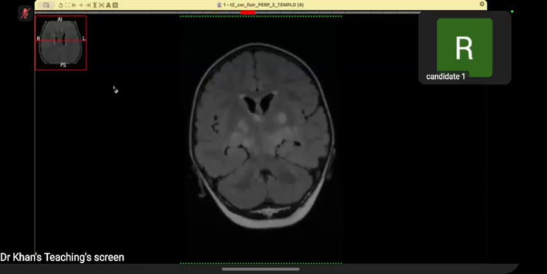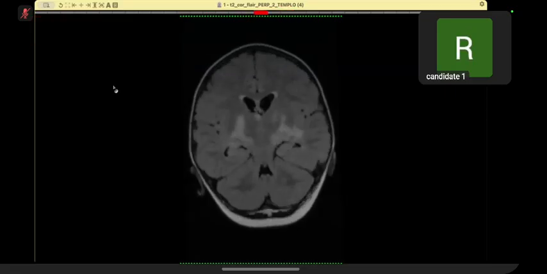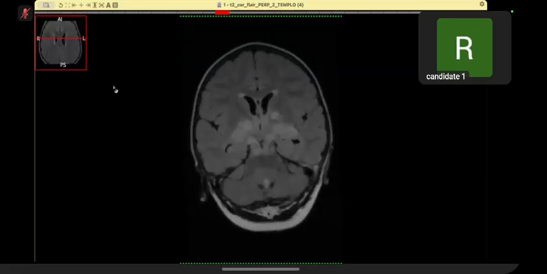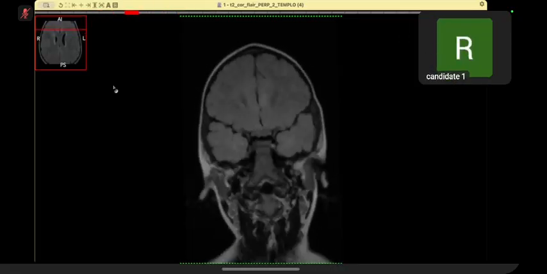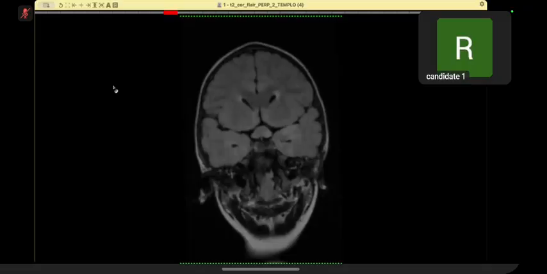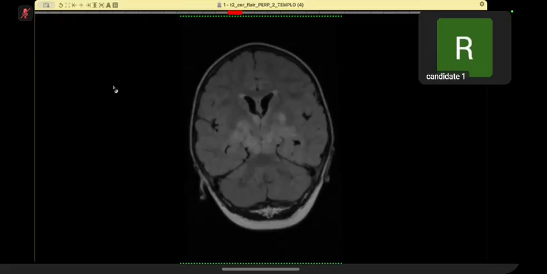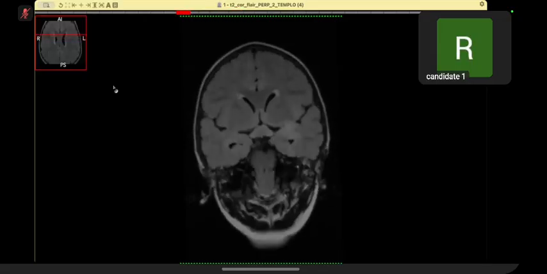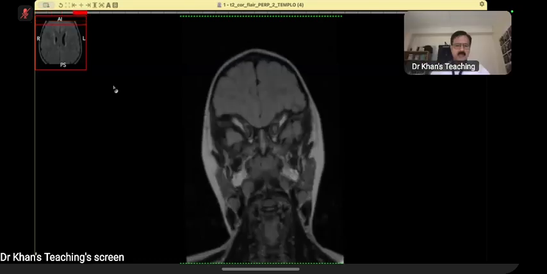So mitochondrial disorders and TORCH infection are my top differentials in this case. Okay. Anything else? Any encephalitis can also be a possibility involving the medial temporal lobes and the deep gray nuclei, viral encephalitis. So anything else you want to see?